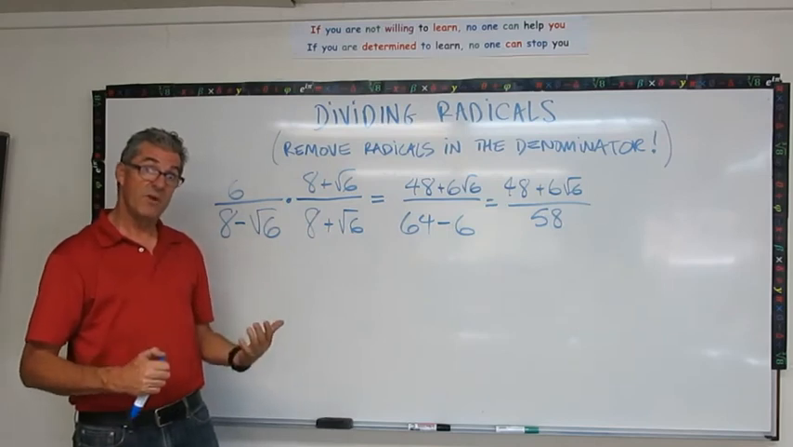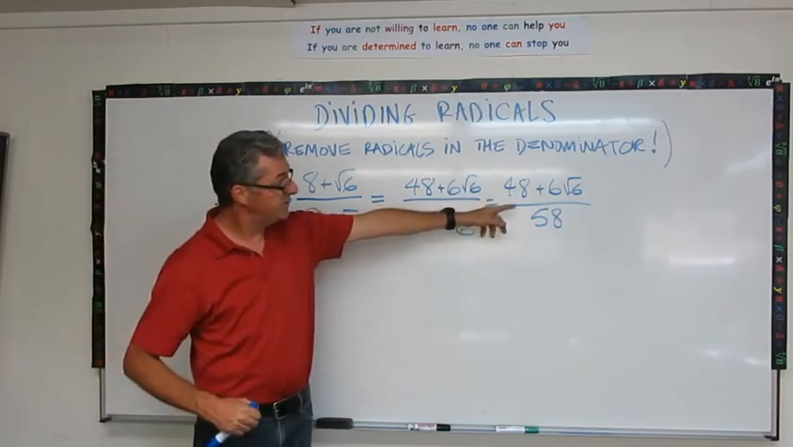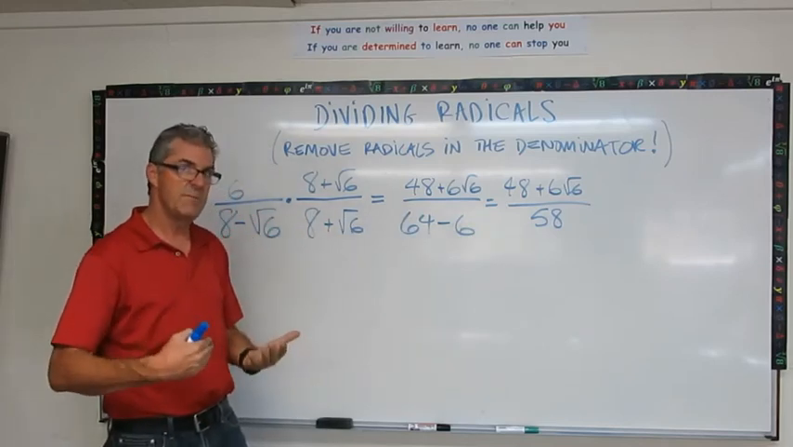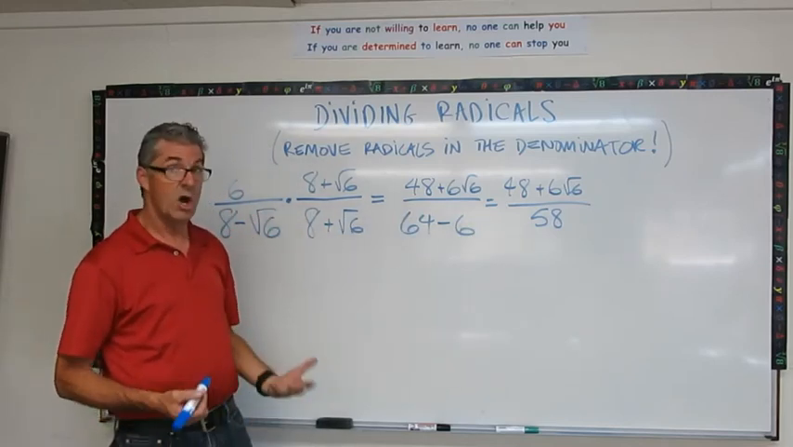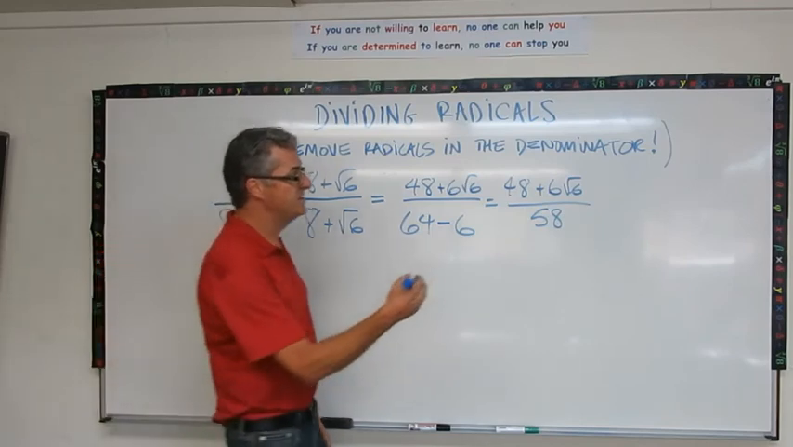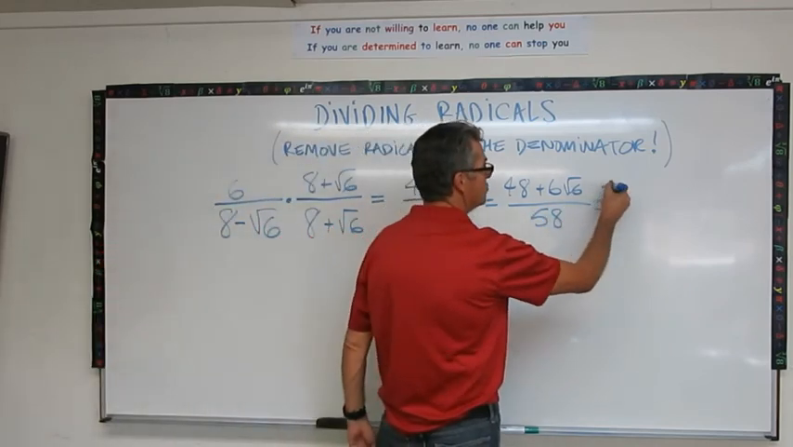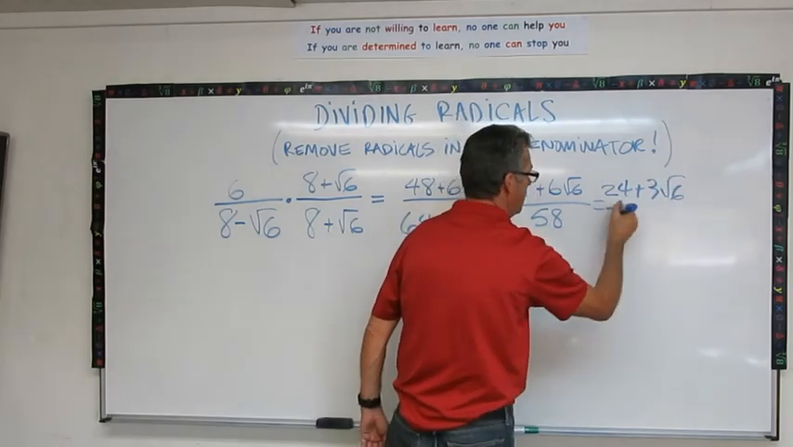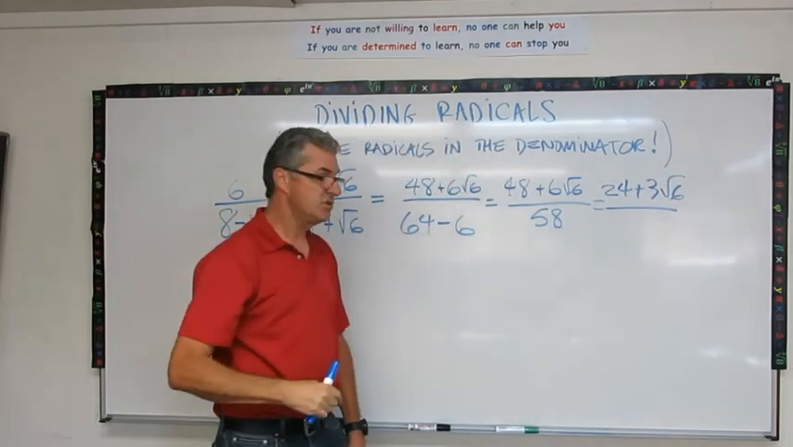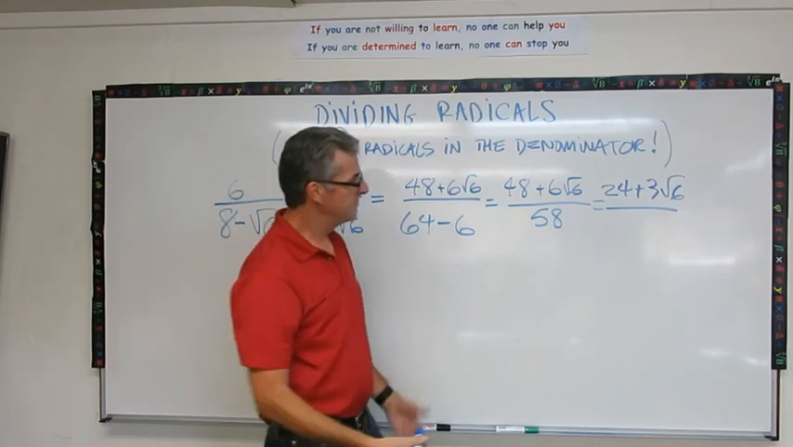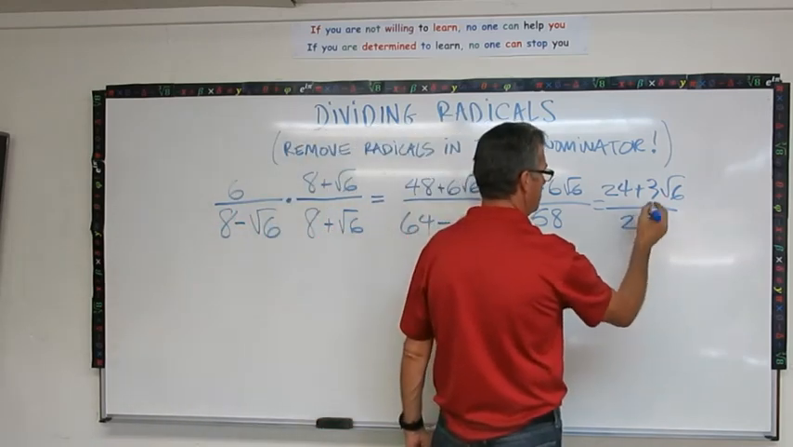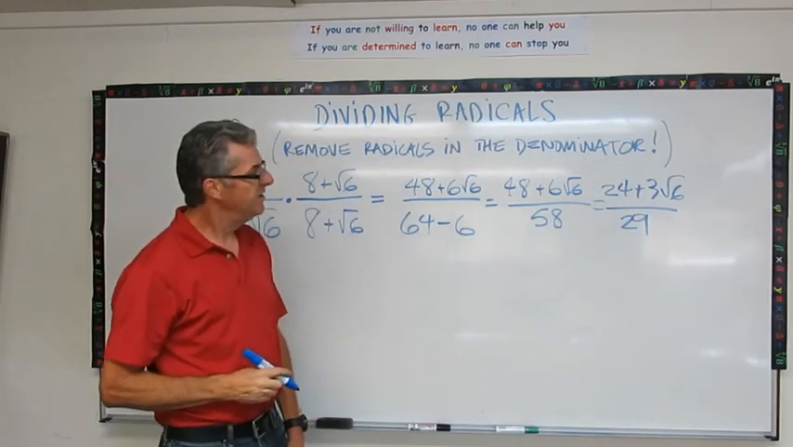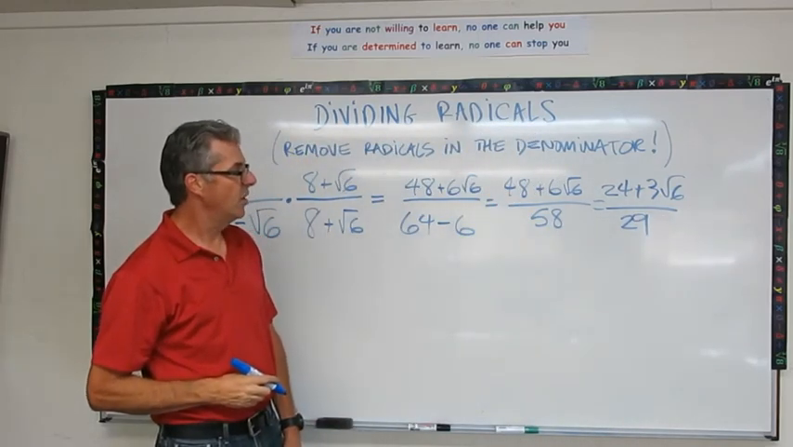So, like I said before, sometimes you need to take a look at this and see if you can reduce it down. I'm going to go step by step because I think that's the way most students approach this. They're all even. So let's just divide them all by 2. So this is going to be 24 plus 3 root 6 over 58 divided by 2, it's going to be 27. No, 29. Sorry, 29. Okay, so 24 plus 3 root 6 over 29.